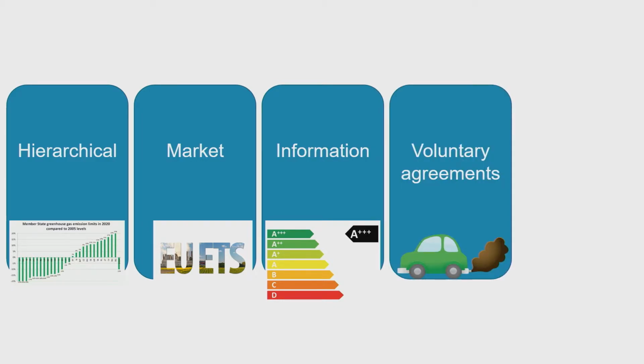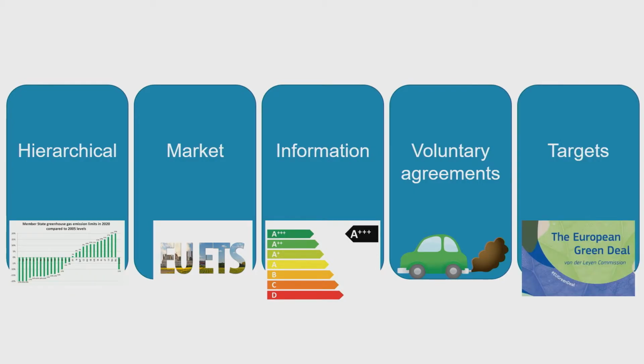Fourth, there are voluntary agreements that the government can conclude with different private actors, in which they voluntarily agree to certain changes. And fifth, in the EU in particular, but not alone, another type of policy instruments has been used. This is governing by targets that are set at the EU level and must be achieved by the member states and other actors.